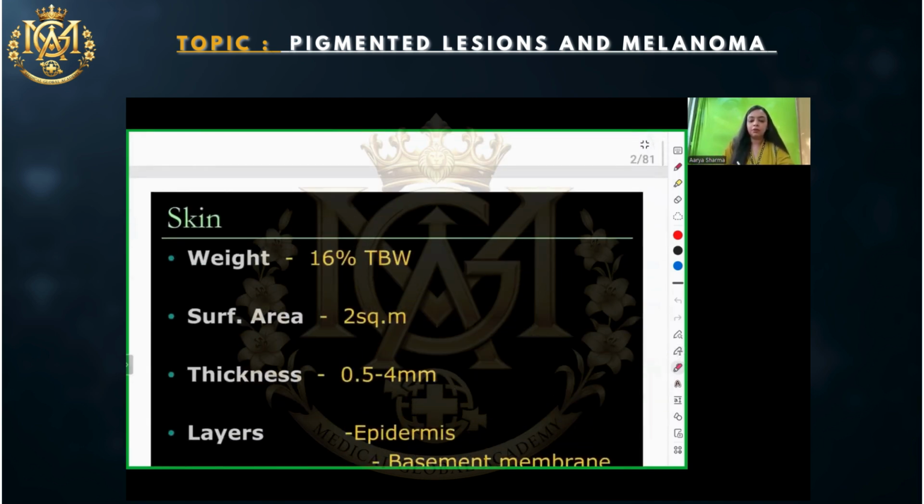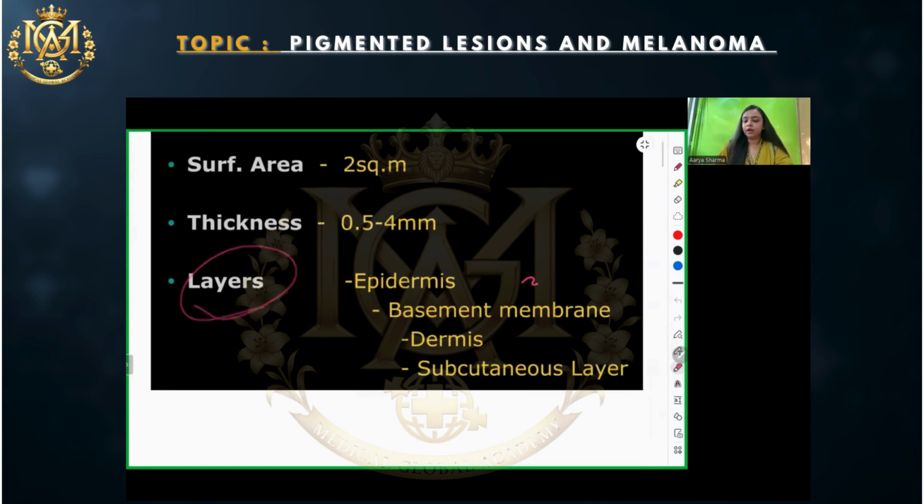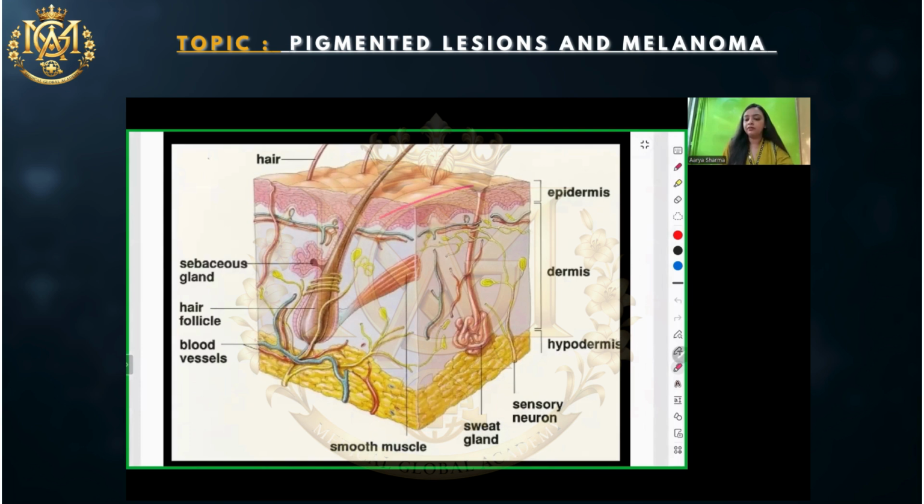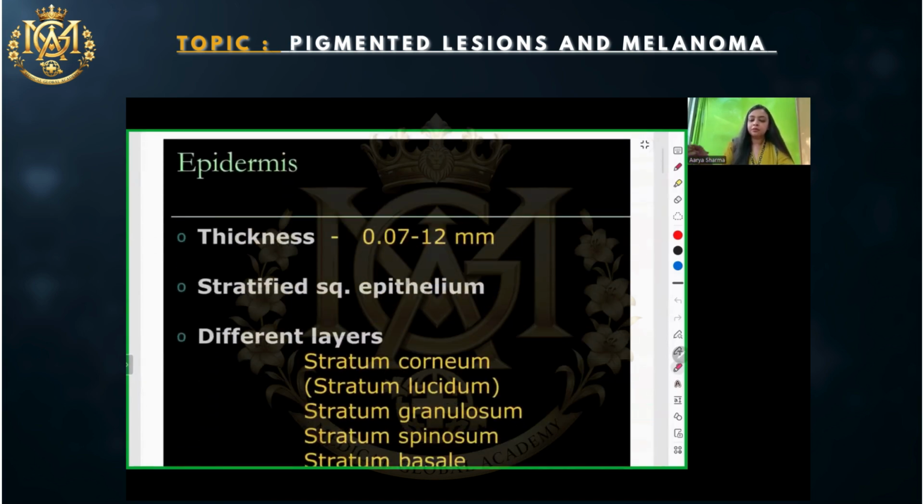Now, if I talk about skin, then the total weight of the skin is around 16% of the total body weight. Surface area is around 2 and thickness is around 0.5 to 4. The layers that you have are your epidermis, then you have a basement membrane, then you have a dermis, and then you have a subcutaneous layer. So this is the diagram which you are able to see. Above we have the epidermis, then we have a dermis, and below the dermis we have a hypodermis. Okay. Now, next, epidermis has a thickness of around 0.07 to 12.